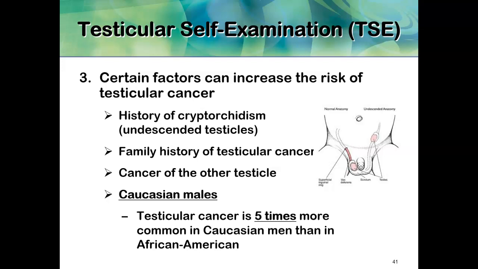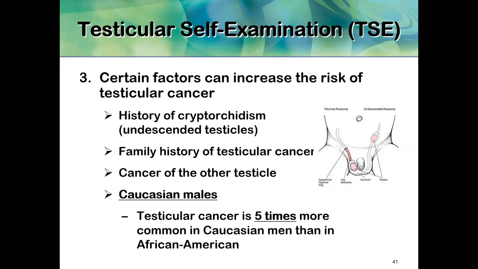Just like with every other disease, there are certain factors that can increase the risk of a male developing testicular cancer. The first is if they had cryptorchidism, which you might remember from med term, is when the testicles remain undescended. So, in a normal baby boy, the testicles develop in the abdominal cavity and they descend or drop into the scrotal sac. But sometimes this doesn't happen, and the testicles remain undescended in the abdominal cavity.